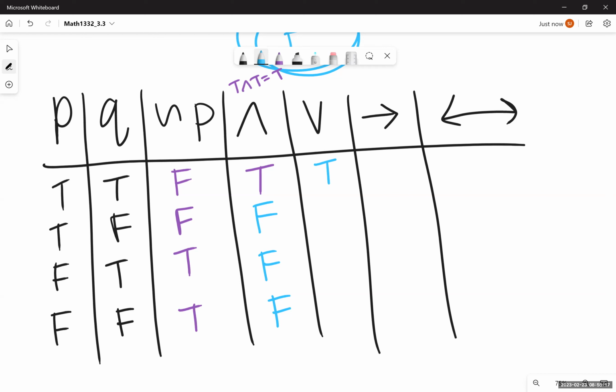Then is T or F true? Yes, at least one of them is. Is F or T true? Yes, at least one of them is. Is F or F true? No. So the only one that's standing out is the one I'm trying to do in purple, right? On the and, the one T is the one that stands out. On the or, it's the one F that stands out. And then I know that my shortcut here is F or F. It's the only time I get F.